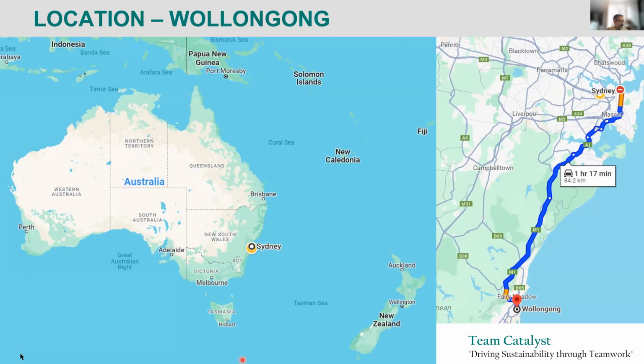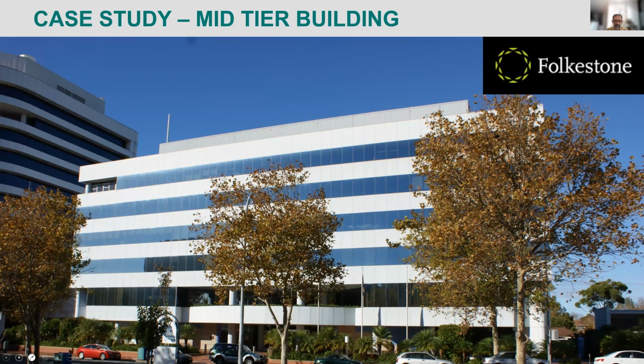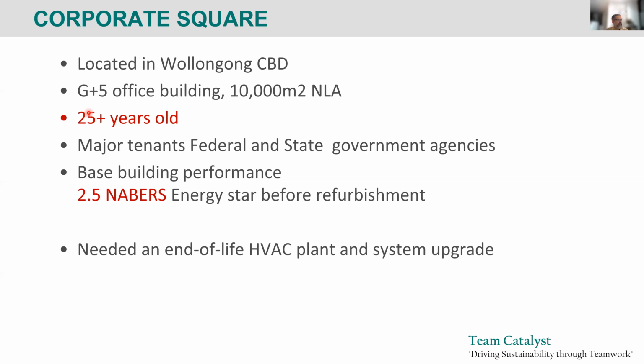The building itself is not particularly noteworthy. It is a bog standard ground plus 5 rectangular building, which is what makes this case study all the more interesting. It has reflective blue glass, which was popular at the time when it was constructed. It was owned by a real estate investment trust fund called Folkestone. And at the time we got to it, it was already 25 years plus old.